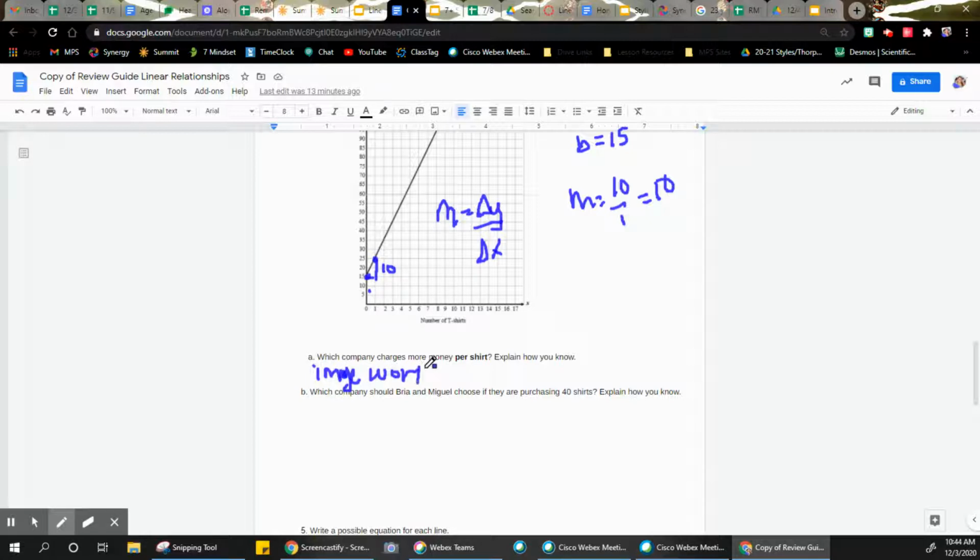ImageWorks, because the slope is higher.